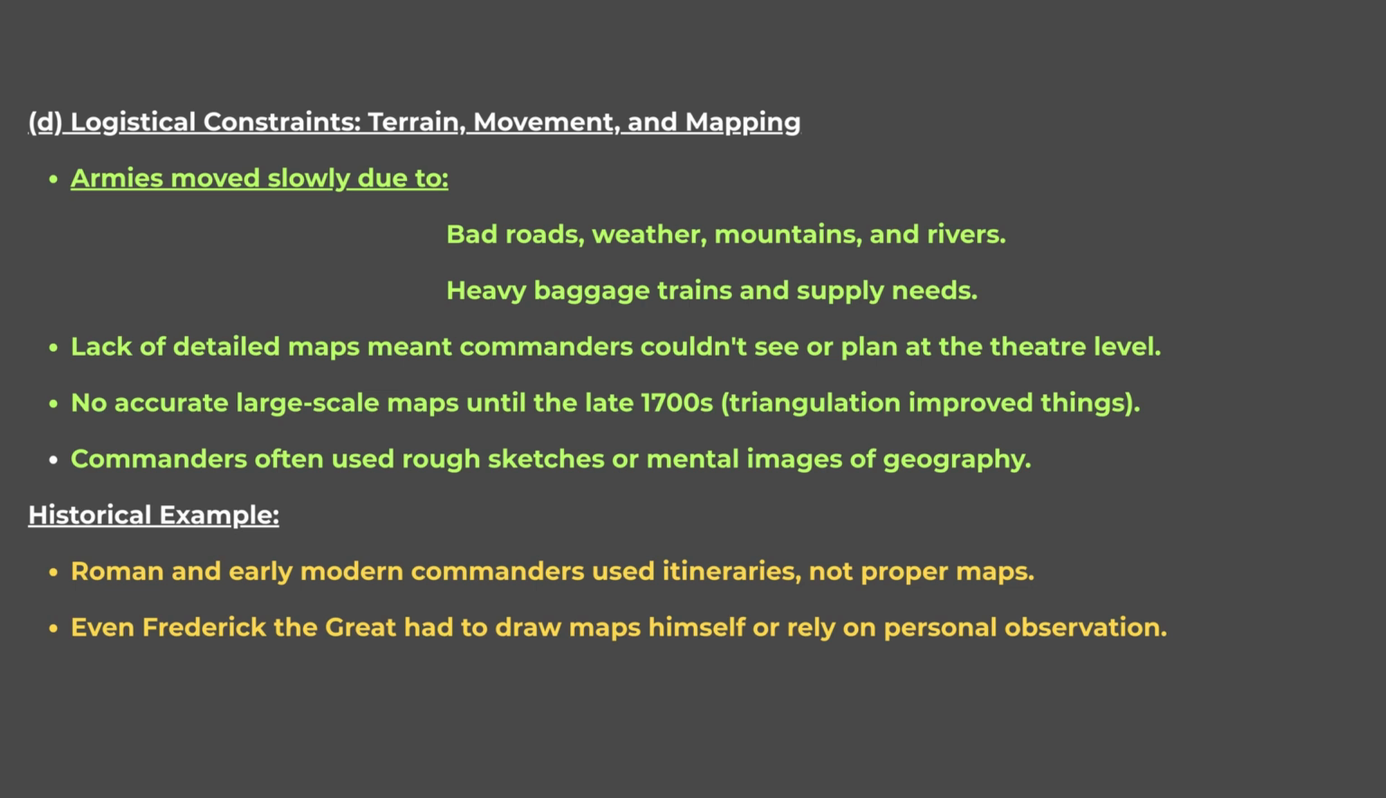For example, even someone as brilliant as Frederick the Great had to draw maps himself or observe terrain personally to make decisions. Roman generals didn't have maps. They used travel logs called itineraries. Friends, all these factors, slow communication, weak intelligence, limited control, and poor logistics, made operational art almost impossible before the Napoleonic era. Campaigns stayed narrow, slow, and were usually centered on a single main force. Multi-front, flexible operations? Just not realistic back then.